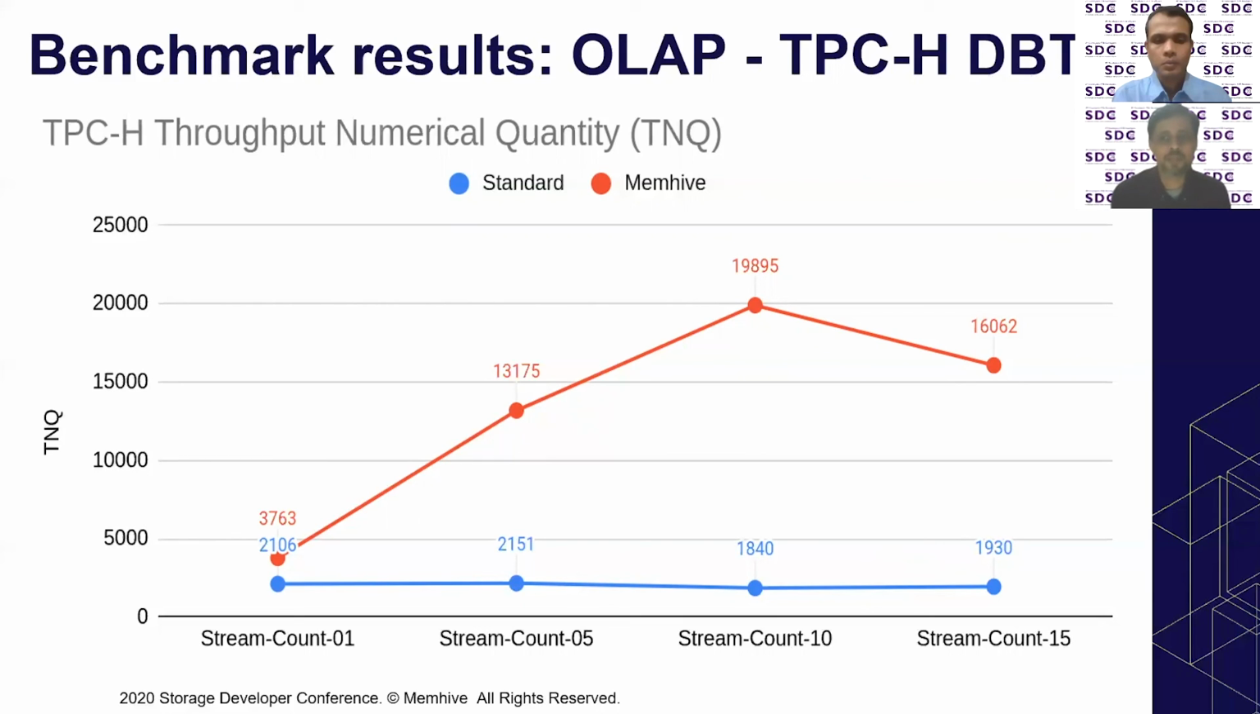This graph clearly shows that there is a tremendous capability of persistent memory with respect to parallelism. As the number of streams increase, we can clearly see that persistent memory is able to cater to different streams hitting the database in parallel. Even in this case, the higher the number on the graph, the better the throughput. We can clearly see that standard Postgres is deteriorating as the streams increase, whereas MemHive is able to scale into really good numbers.